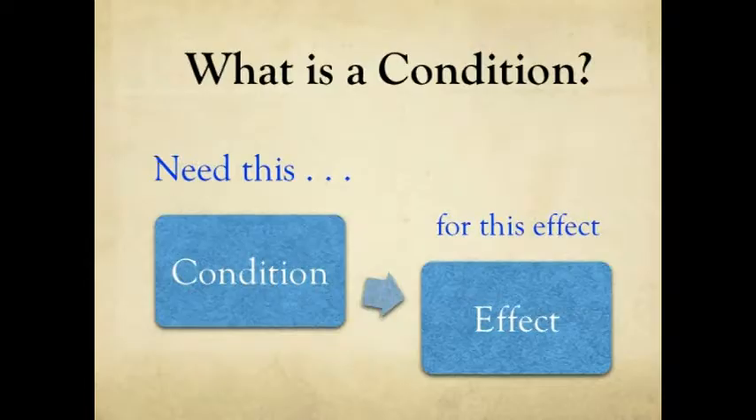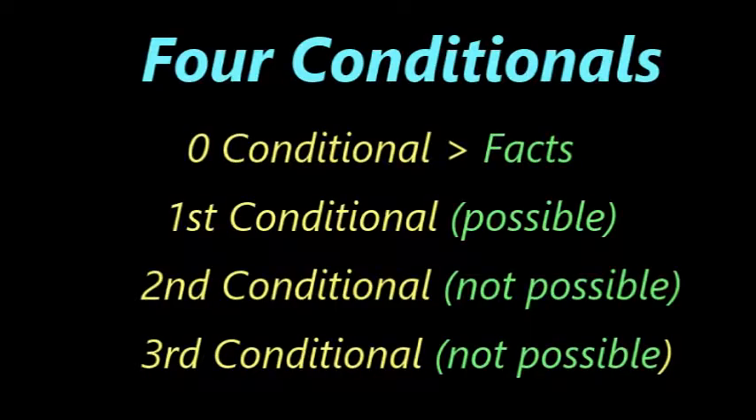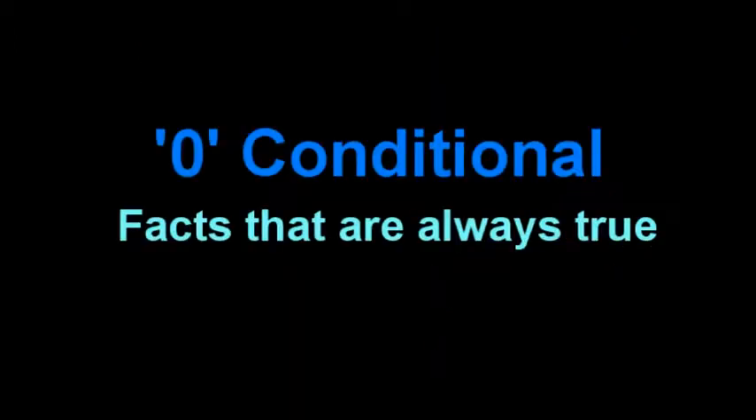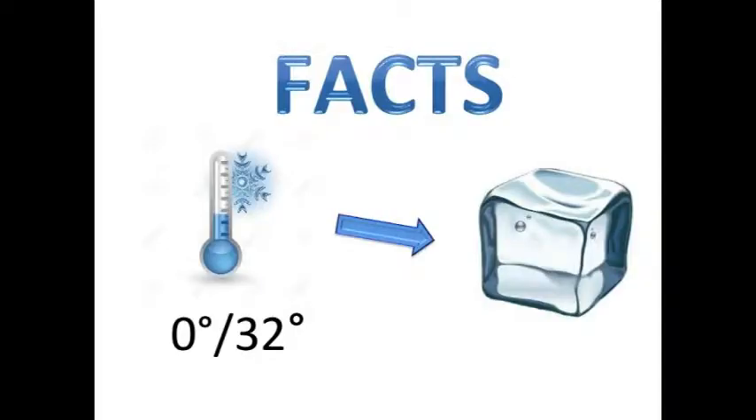Now, let's review. A condition is like a cause that is important for something that happens later, or is true later. There are 4 conditionals: the zero conditional, the first conditional, and the second and third conditionals. The zero conditional is for facts that are always true. It is like cause and effect. For example, if the temperature is 0 degrees Celsius or 32 degrees Fahrenheit, water freezes.